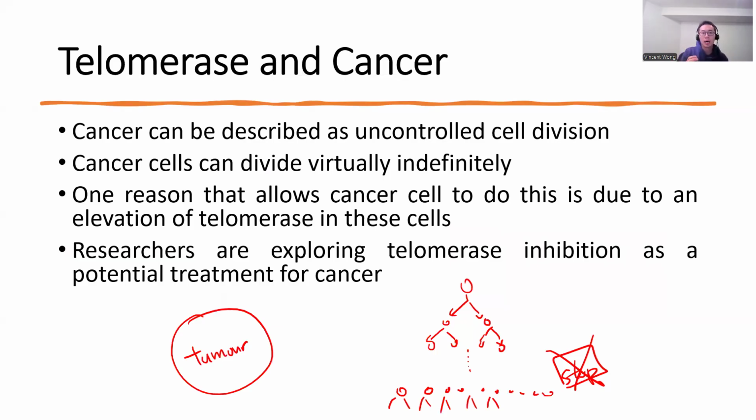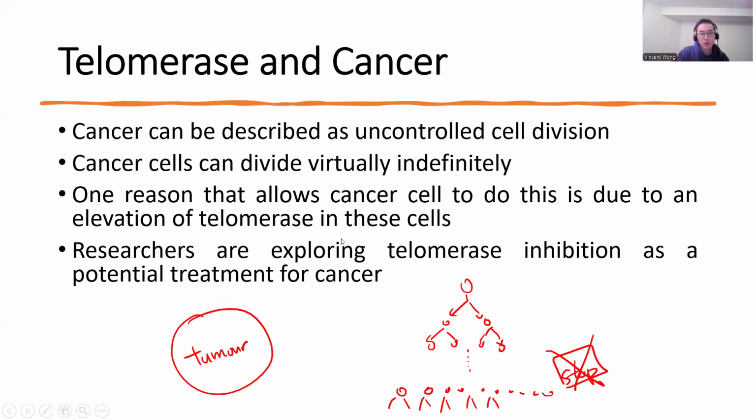Right? So this is true. When they look at cancer cells, a lot of the cancer cells have telomerase in it, and you're not supposed to have telomerase in regular cells. You're only supposed to have them in germ cells, right? And actually stem cells as well. We'll talk about stem cells later on.